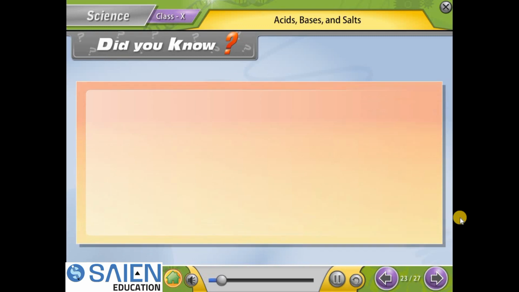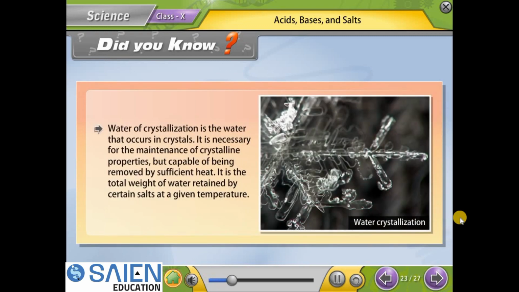Did you know? Water of crystallization is the water that occurs in crystals. It is necessary for the maintenance of crystalline properties but capable of being removed by sufficient heat. It is the total weight of water retained by certain salts at a given temperature.